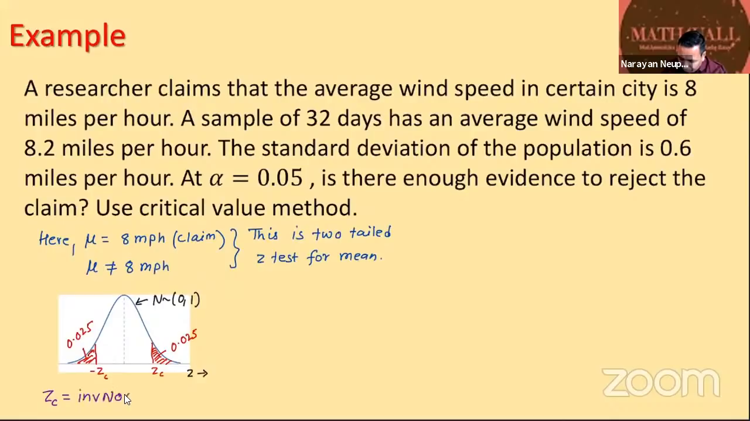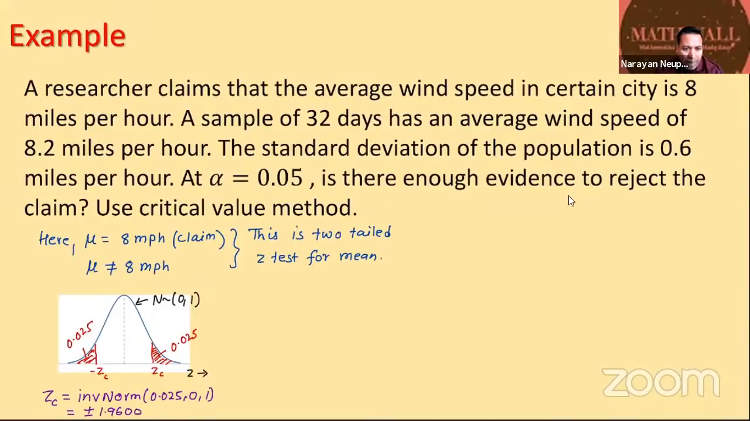Inverse normal. And then the area is 0.025. Mean is 0. Standard deviation is 1. If we use the inverse normal functionality on our calculator, you can check with the calculator, you will get 1.96. The value on the right will be positive, on the left will be negative. So we can write plus or minus 1.9600. So that is the critical value.